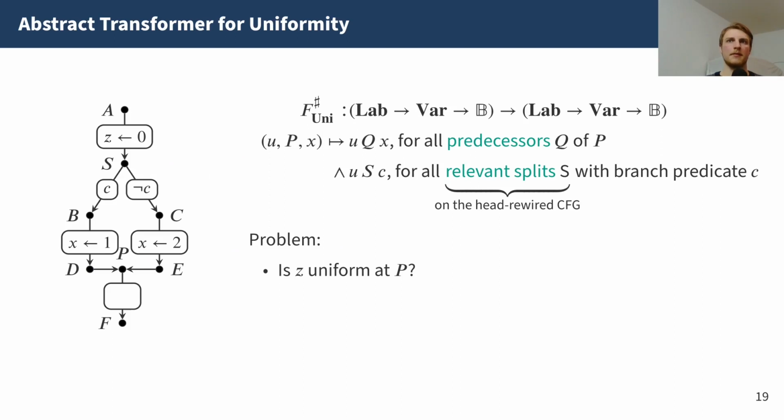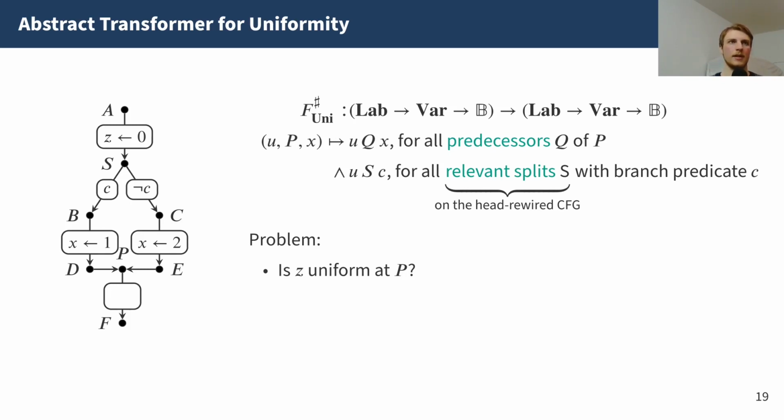Putting it all together, our local transformer has the following ingredients. If the given uniformity information U classifies a variable X uniform at the predecessors of some program point P, and the branching predicates of the relevant splits of P are also uniform, then X is uniform at P in the updated uniformity information. This is a sufficient criteria for uniformity. But is it precise enough?